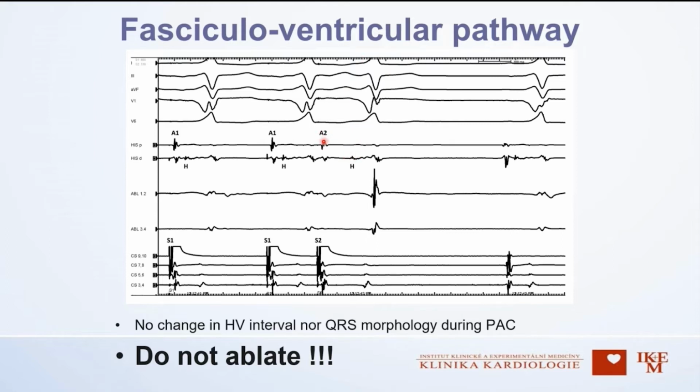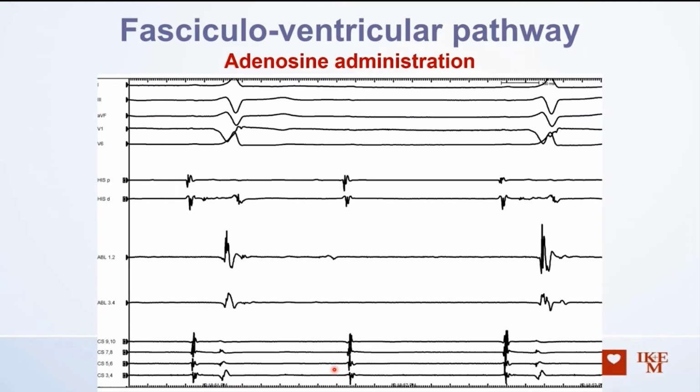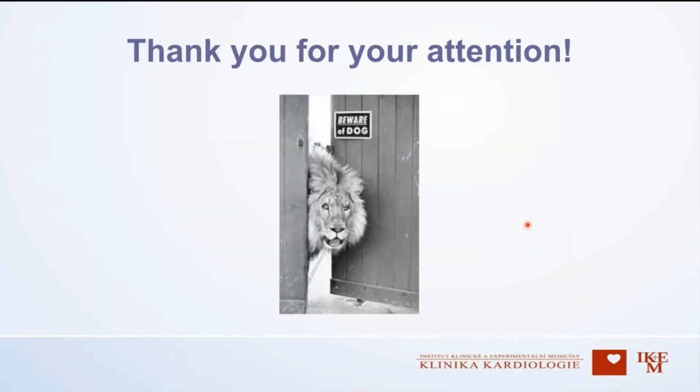In a normal AV pathway, H would really go inside the ventricle, and you would have a maximal pre-excitation. So if you have this kind of pattern, this is a fasciculoventricular pathway, and this is not able to sustain any arrhythmia, and you should not ablate, because you can damage the infrahisian conduction. You can obviously administer adenosine to verify that this is the situation, and by blocking the AV node, you will prove that this was a fasciculoventricular pathway.